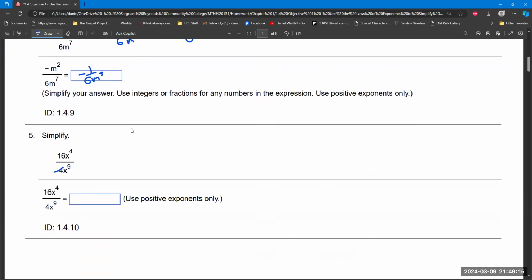Now I'm going to simplify here. 4 goes into 16 4 times, and then we're going to bring the 4 down here. 4 over x to the 9 minus 4 is 4 over x to the 5th.